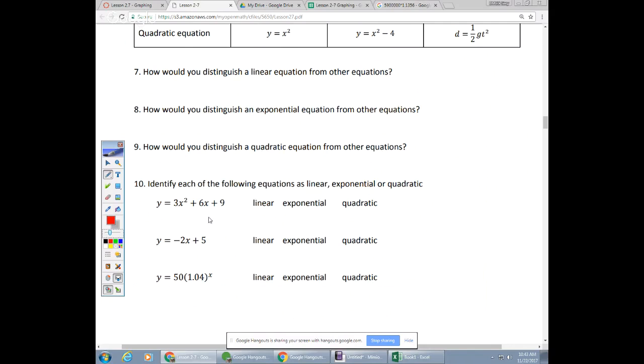So as far as identifying them, the first one, because it does have a second power in part 10 here, that would have to be quadratic. The next one would have to be what? Linear. And the last one? Exponential, because it has a variable in the power or the exponent position.